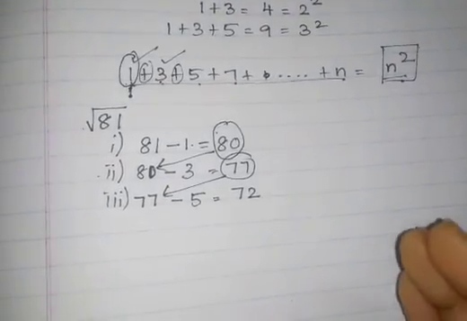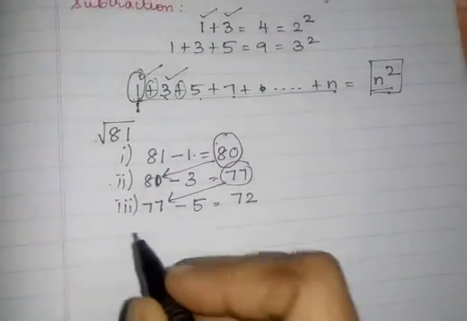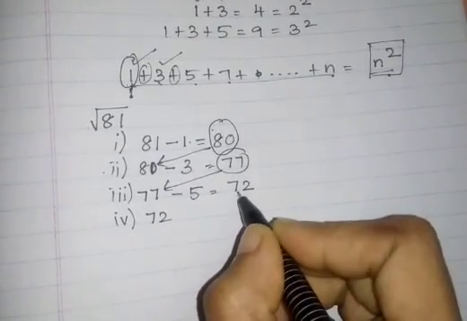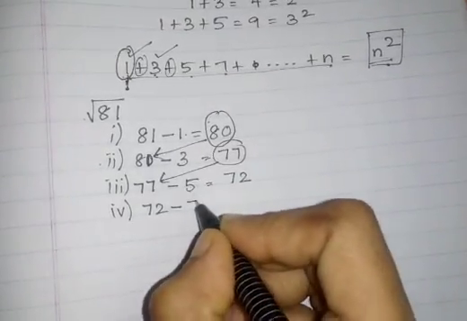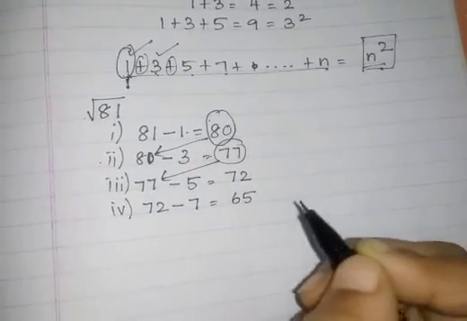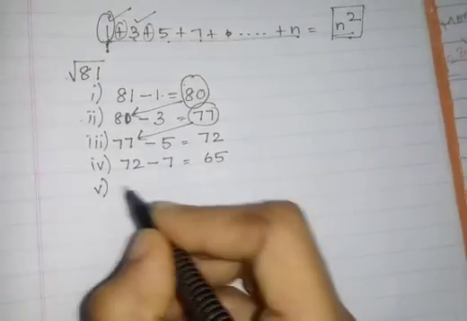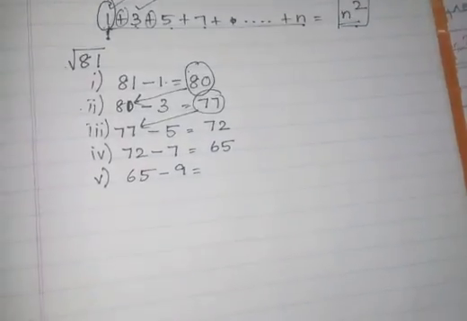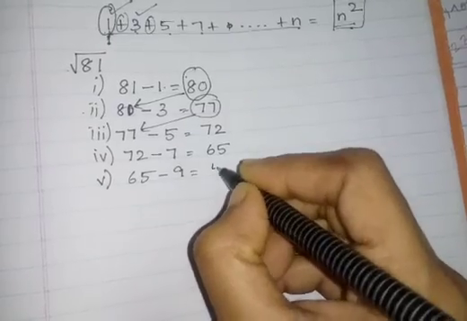So you have to keep going until you get 0 in the answer, children. You have to proceed like that. Fourth step: now 72 minus, after 5, the next odd number, 7. 72 minus 7 is 65. Are you getting 0? No. So you have to go to the next step. Fifth step: 65 minus 9, the next odd number. 65 minus 9 is 56.